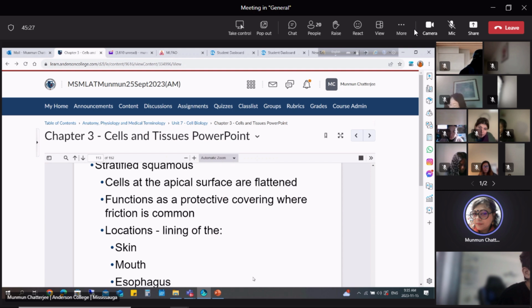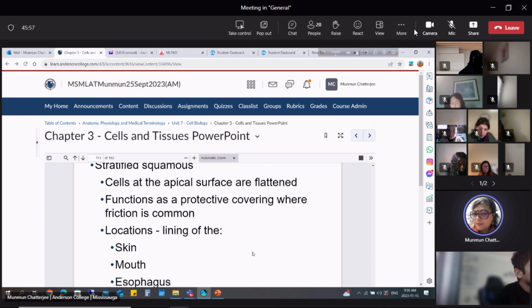So these were to remember the simple or single versus stratified. What is simple columnar? Simple cuboidal, simple squamous, and what the plural form means is the stratified squamous or stratified cuboidal or stratified columnar. And where they are located, sometimes it's the skin, mouth, and esophagus. They give the options.